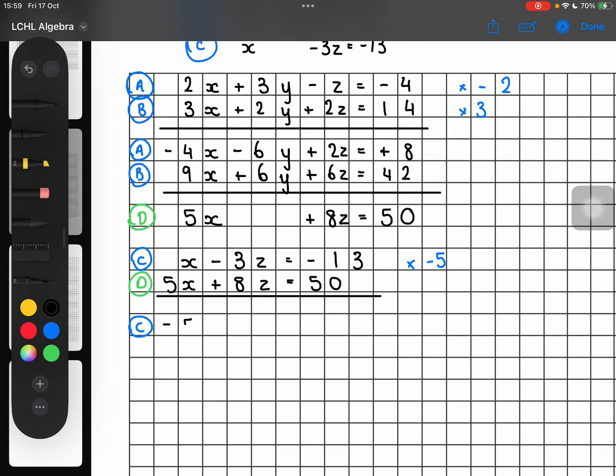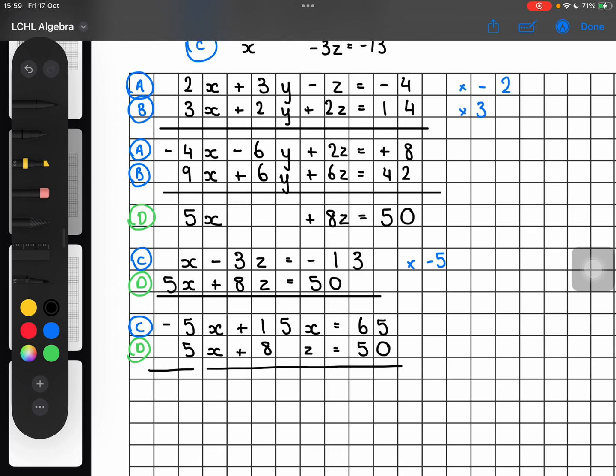Okay, so I'm going to multiply that by minus 5, sorry, so that I get minus 5x plus 15z is equal to plus 65. And then the bottom line is going to stay the same, so it's just still equation D. It's 5x plus 8z is equal to 50.